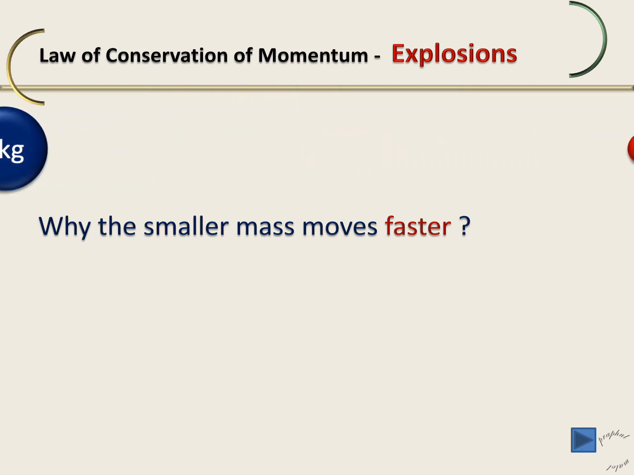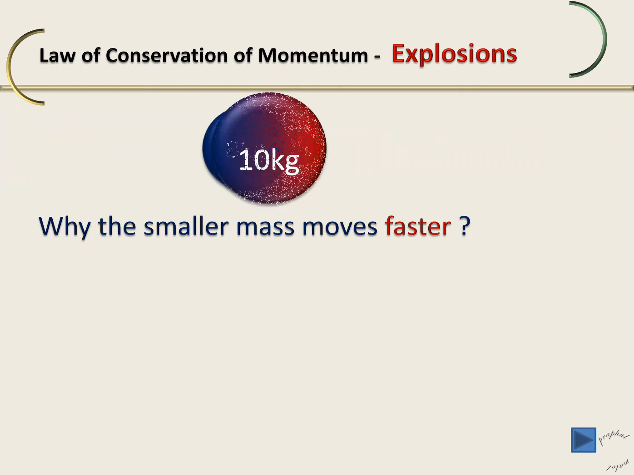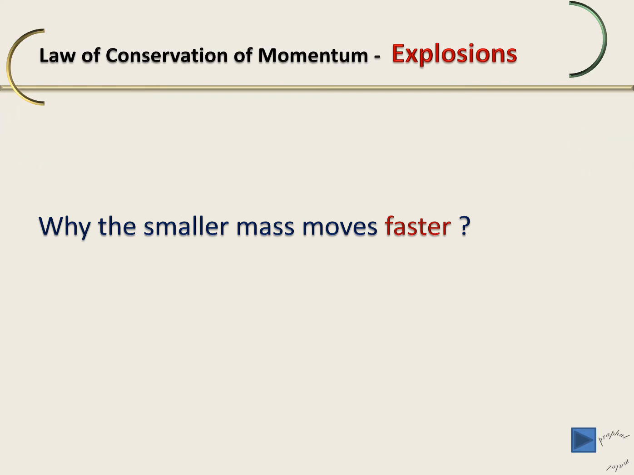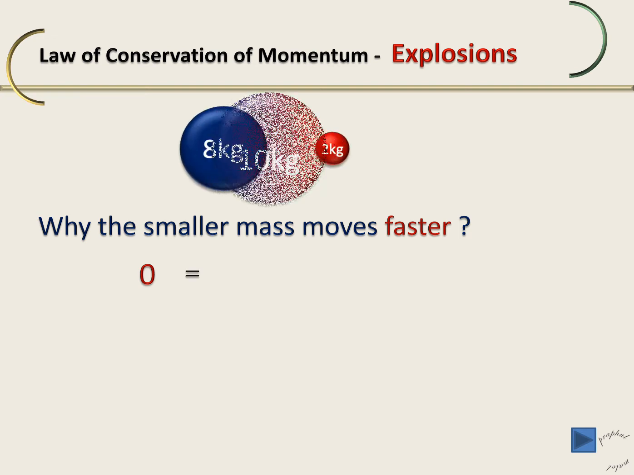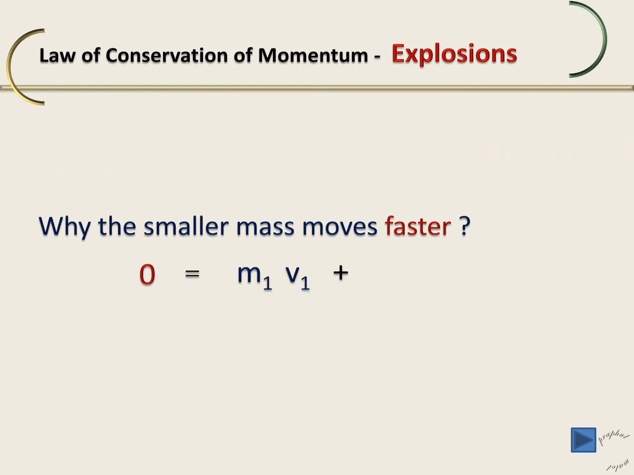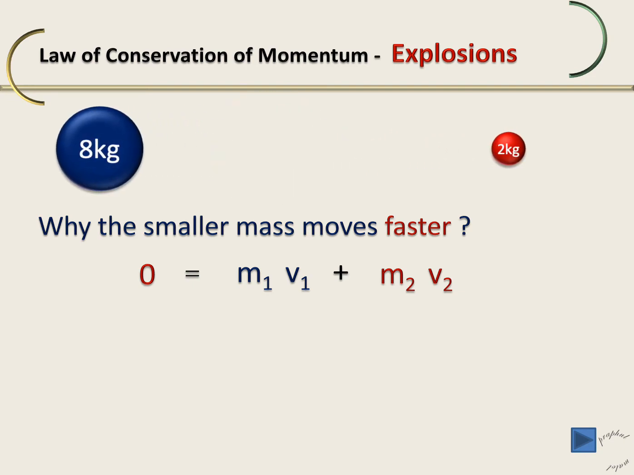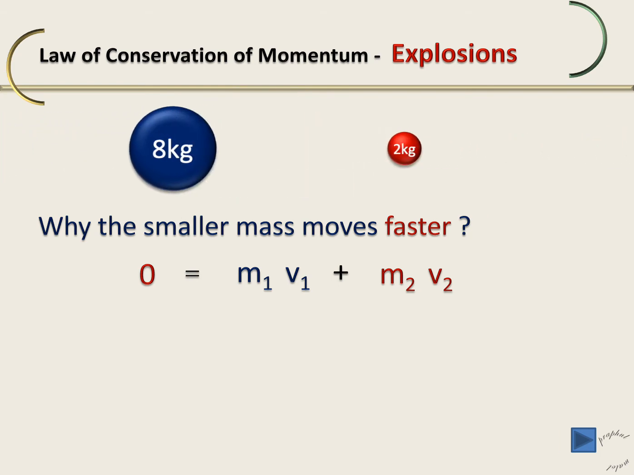Again, since it's an explosion, I'm using the conservation of momentum. The total momentum before explosion is zero because the original 10 kg mass was not moving. That should be equal to total momentum after. Let's take M1 V1 and M2 V2. We don't know them, but what you can see from the diagram is the two masses are going opposite. So if you take the first velocity V1, let's say, as positive, then V2 should be taken as negative.